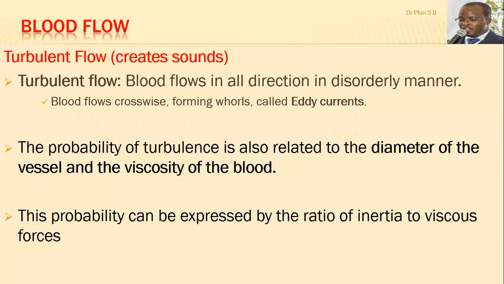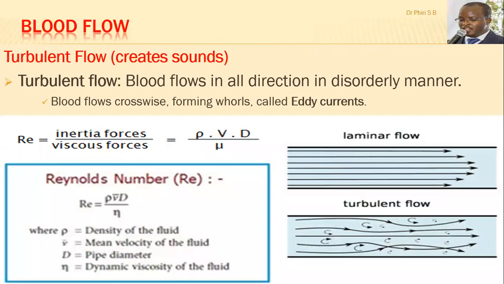The probability of turbulence is also related to the diameter of the vessel and the viscosity of the blood. This probability can be expressed by the ratio of inertial to viscous forces. In other words, the probability of turbulent flow is determined by the Reynolds number. The formula: the Reynolds number is equal to the inertial forces divided by the viscous forces.